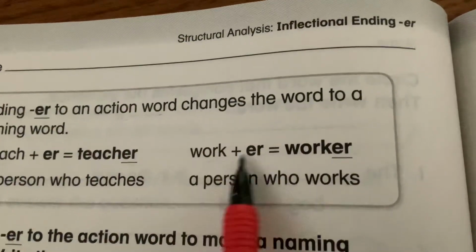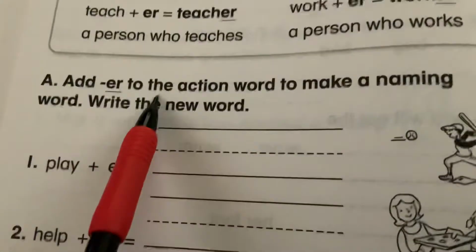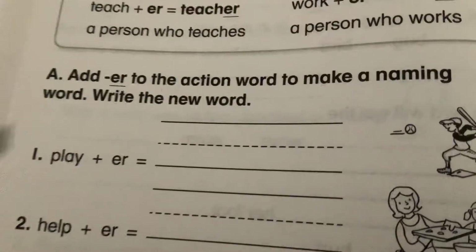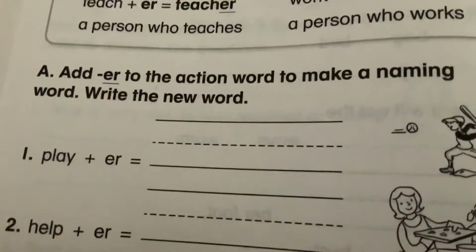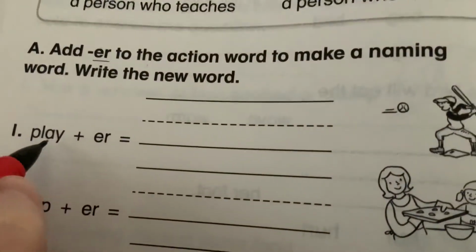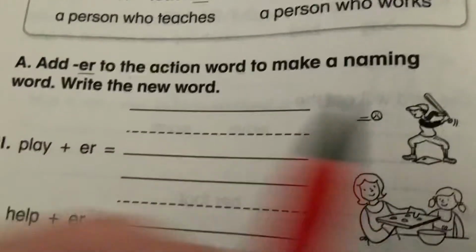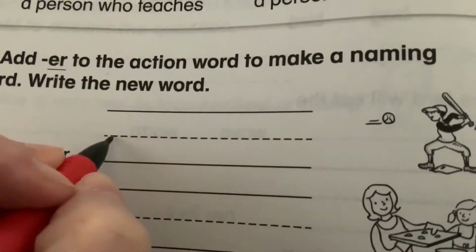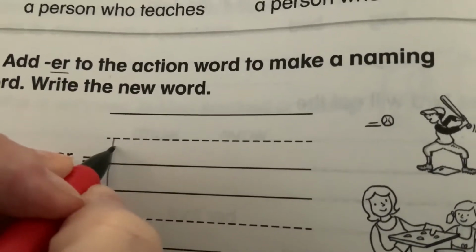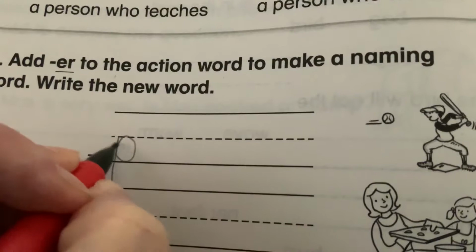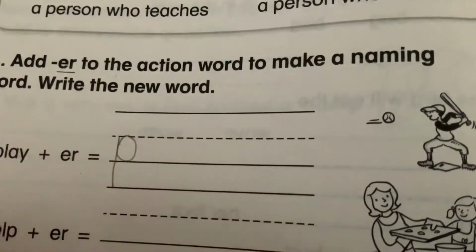So we go from a verb to a noun. So we're going to add ER to the action word to make a naming word. So from the verb to the noun. So if we have play, the action word, we add ER, we get the noun player, the person playing. And again, watch your letters. Remember the P has a tail that hangs below the line. It stays below the dotted line.